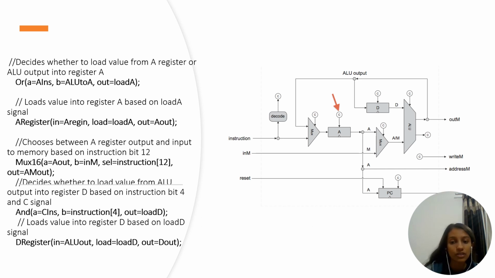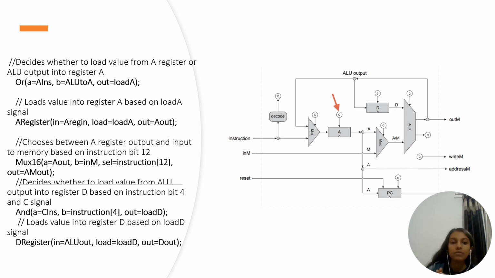Like I have shown, there was an A in the 16-bit instruction, which is instruction 12th bit. It decides whether the M input will be going as input to the ALU or the A register output. So if it is 1, then the M input will be going. If it is 0, then the A out, meaning the output of register A, will be going.